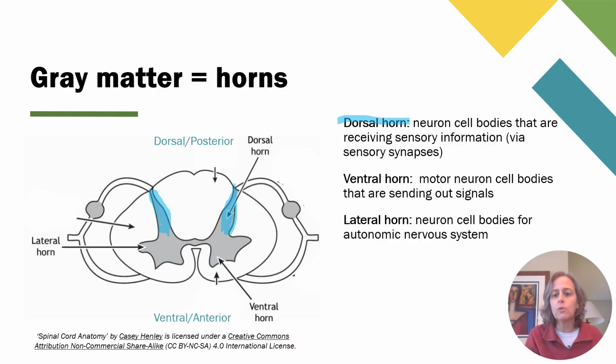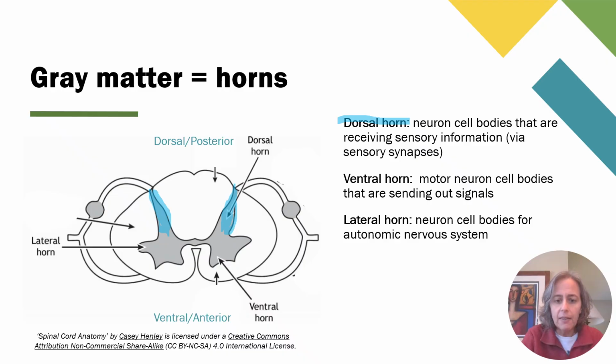So what are you going to find in the dorsal horn? That's where the neuron cell bodies that are receiving sensory information from the body are going to be located. So it's part of our sensory system. It's not the sensory neurons themselves that are the ones detecting stuff, but it's where we're receiving signals from them.